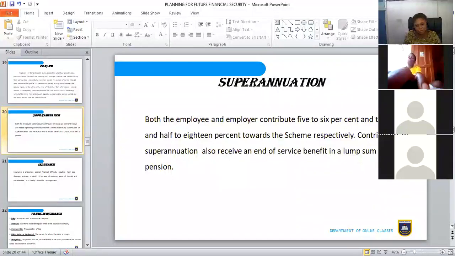So that contribution will also be there, and you receive it as an end of service benefit in a lump sum. So with the superannuation, that one you receive it just in lump sum, but with the pension, you receive part of it as a lump sum, that's 70%, and then the rest of the 30% will be given to you on a monthly basis until you die.